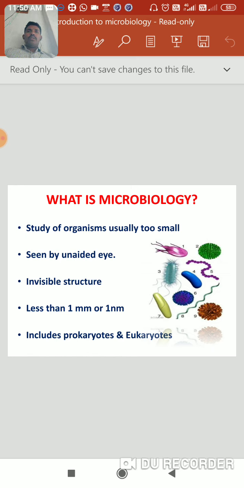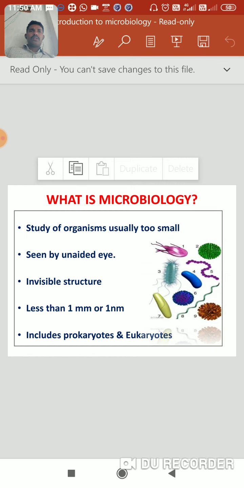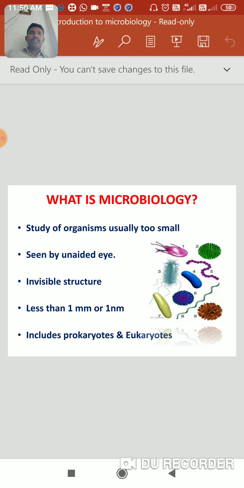Microbiology deals with the study of organisms that are usually too small to be seen by the unaided eye. Microbes are invisible structures less than 1 millimeter, or less than 1 nanometer in size. It includes both prokaryotes such as bacteria and certain algae, especially blue-green algae, and eukaryotes such as fungi, especially microfungi, and unicellular protists.